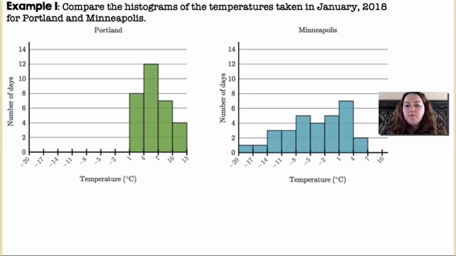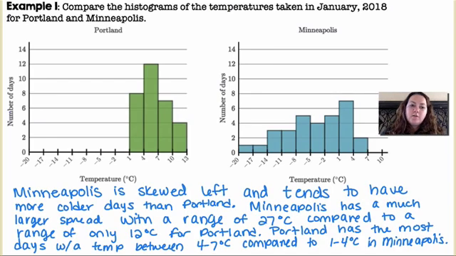Compare the histograms of the temperatures taken in January 2018 for Portland and Minneapolis. All right, so I have two histograms, and I'm just going to write some things about how they are similar, how they are different, just comparing. So Minneapolis is skewed left and tends to have more colder days than Portland. Minneapolis has a much larger spread with a range of 27 degrees Celsius compared to a range of only 12 degrees Celsius for Portland. Okay, you can see that Minneapolis is spread across much wider than Portland, which is much tighter together.